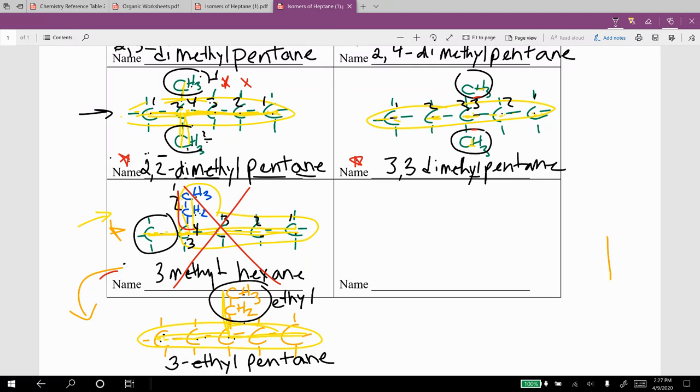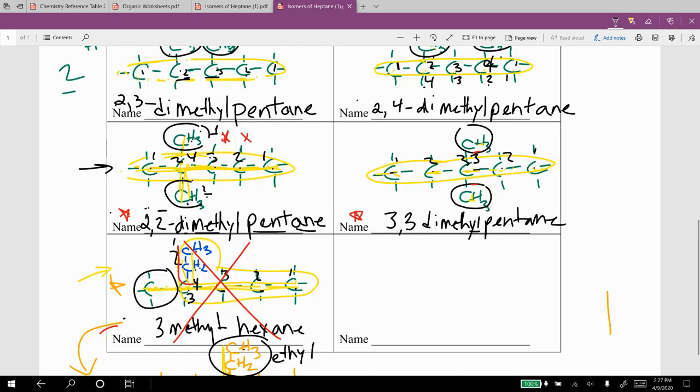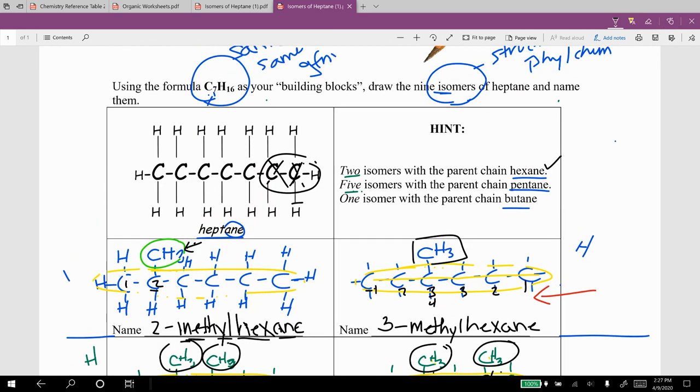It's not 3, 3, because that would mean there are 2 separate things on carbon number 3. This is going to be 3. Okay, so if I go back up to the top of the page, now I've taken care of my 5 isomers of heptane. And if you're feeling frustrated, don't worry about it. You're not going to be expected to do this on the final exam or the Regents exam.